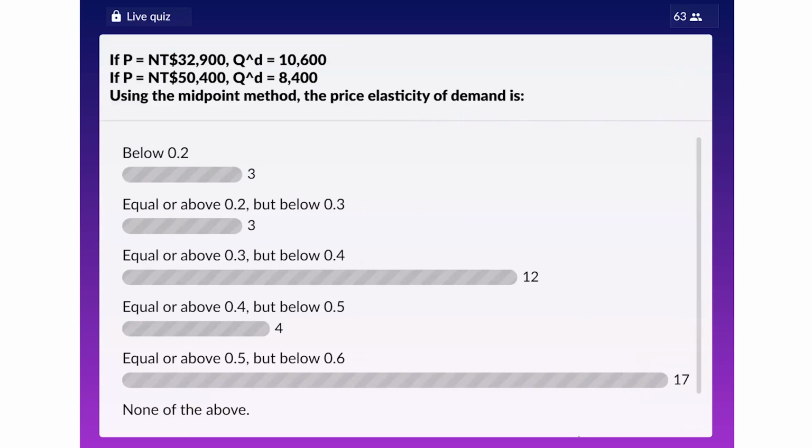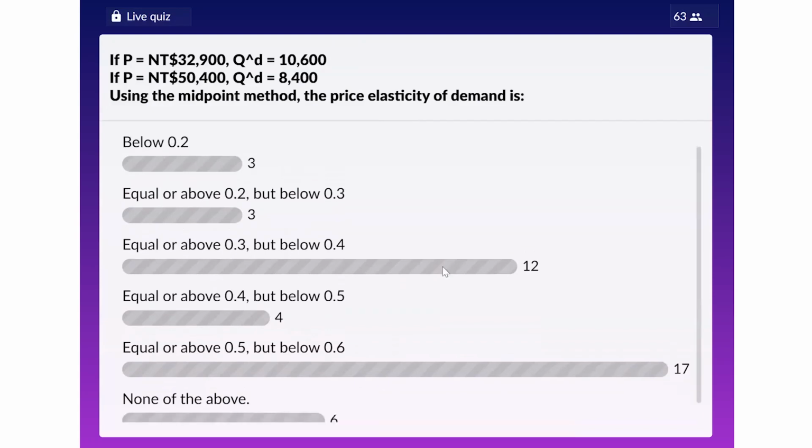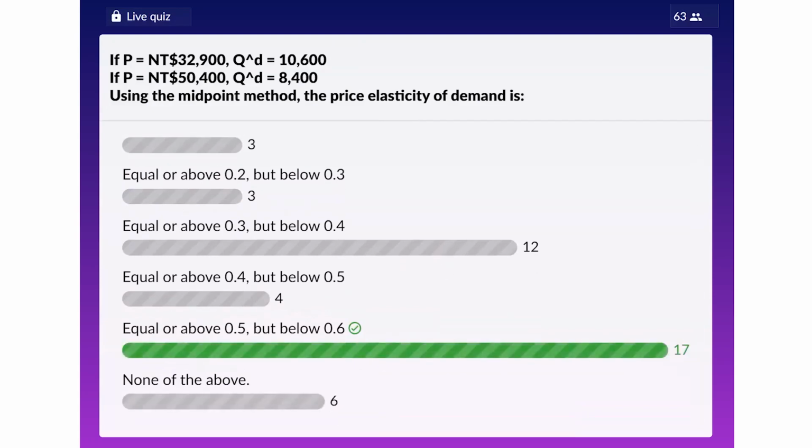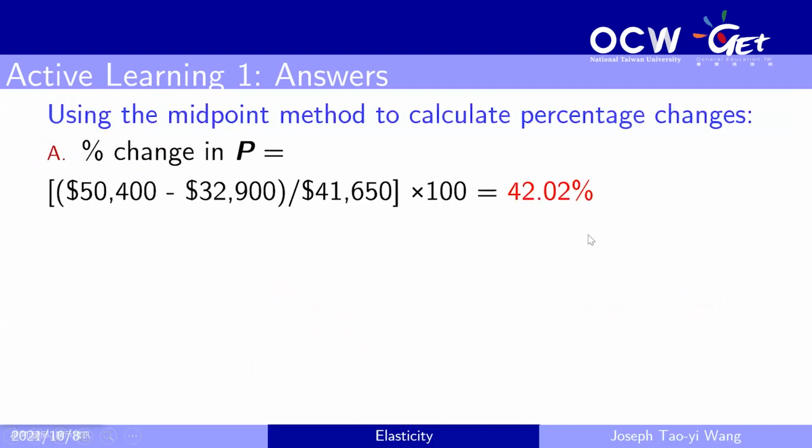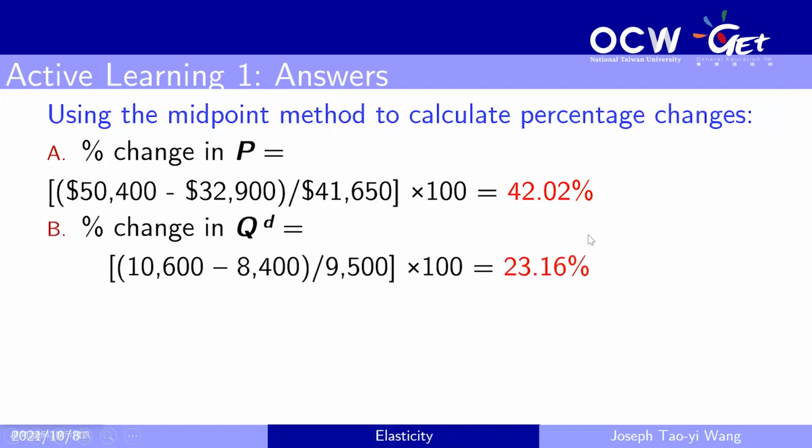A lot of you said 0.5 something. Some of you said 0.3 something. Also, some of you said none of the above. Okay, so that's the answer. It is 0.5 something. So for the percentage change in prices, the endpoint is 50,400 and the starting point is 32,900. You take the difference, dividing that by the midpoint, which is 41,650. Yeah, 42.02%. Don't ask me why these numbers are so crazy. Those are the prices that Apple posted on its website. Ask them.